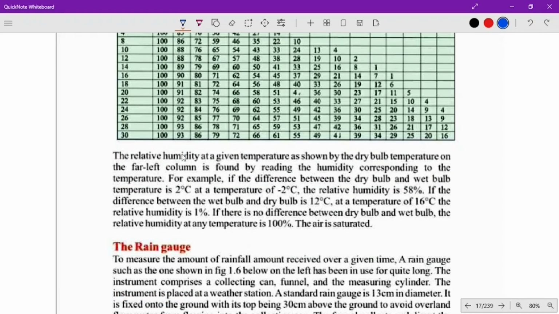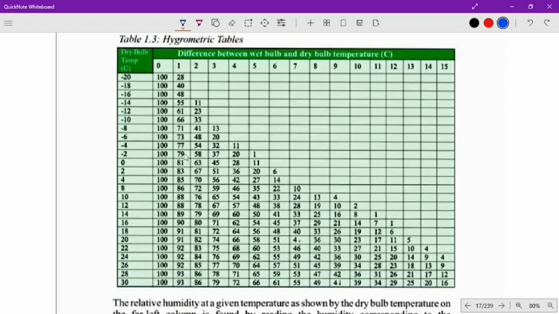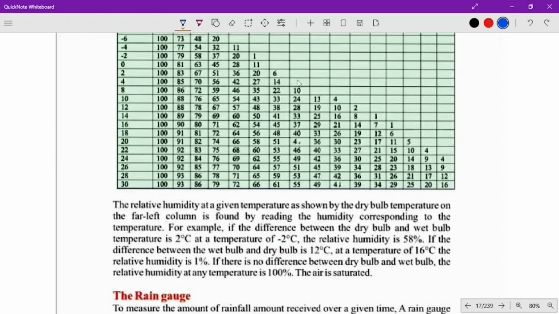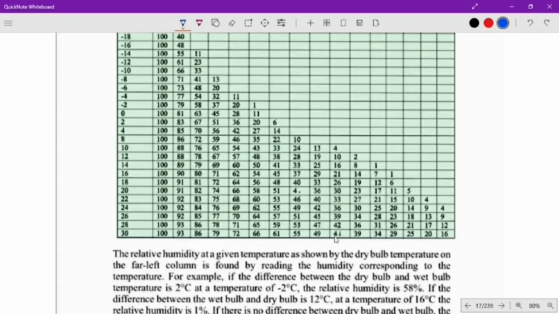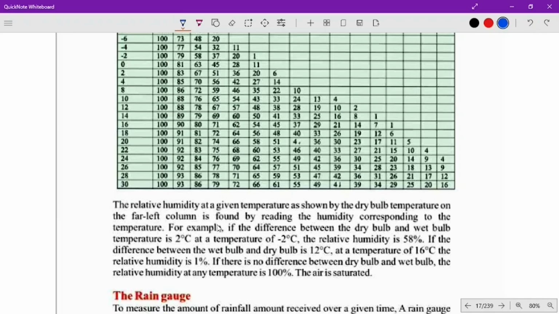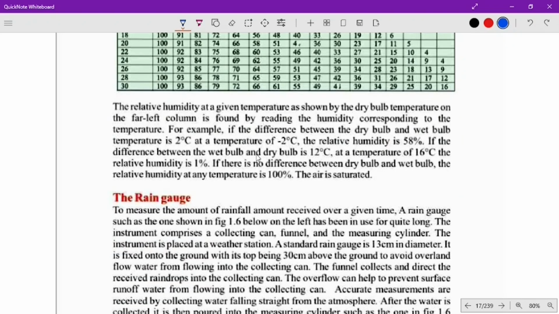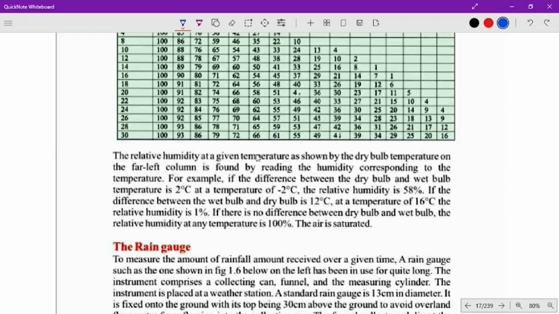So here we are looking at a chart of the difference between wet and dry bulb temperatures. This is the temperature readings, and here we are given the recordings. Relative humidity at a given temperature is shown on this chart. So that is all we have on humidity.